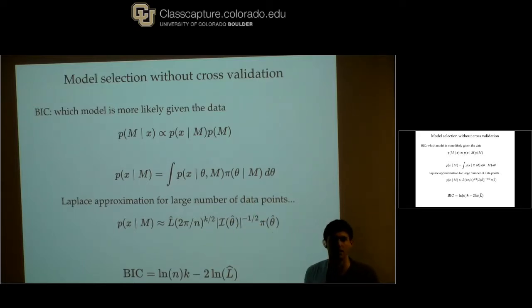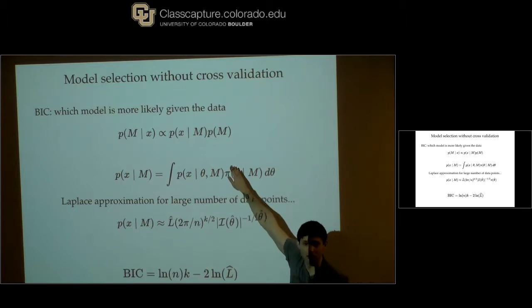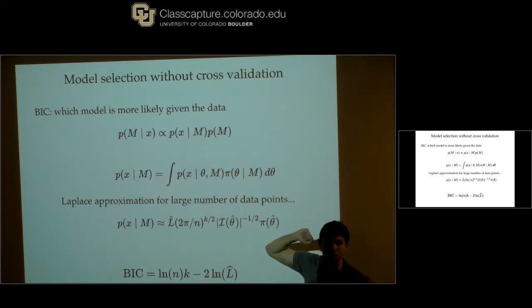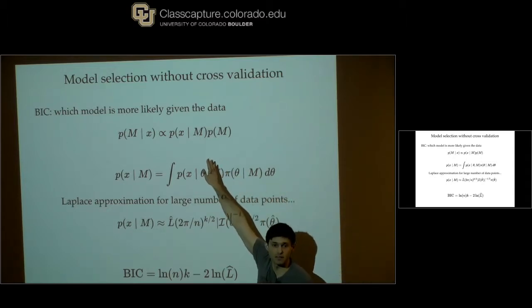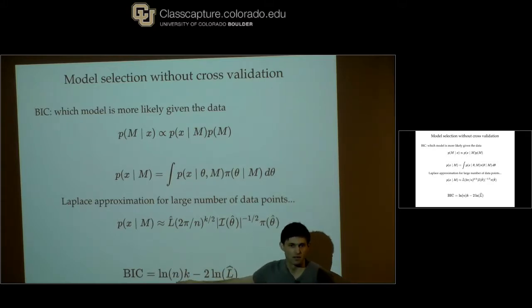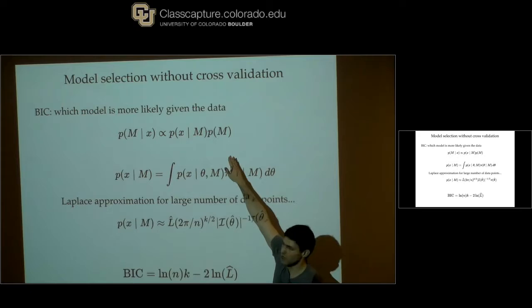Yeah? How do you choose the functional form of the prior? So in the prior on the parameters or the prior on the models? On the model. So often you would just keep this to be uniform, and this actually doesn't affect anything. So this penalty here is sort of an asymptotic result that doesn't depend on these numbers as long as they're all non-zero.